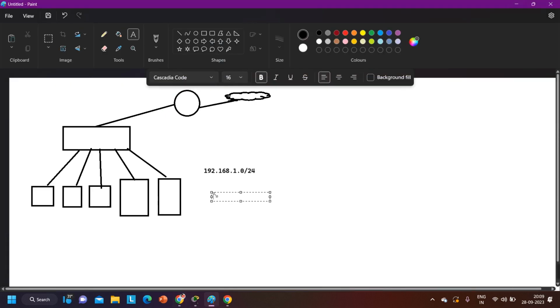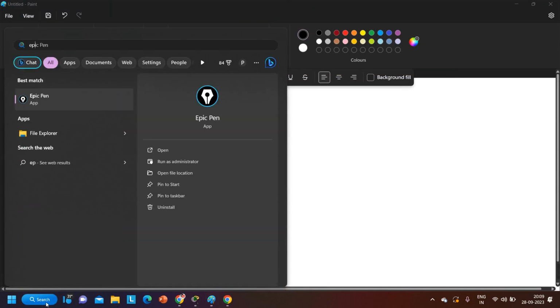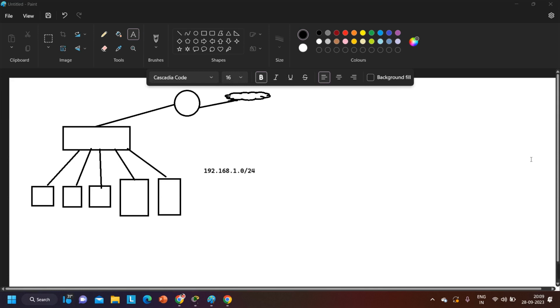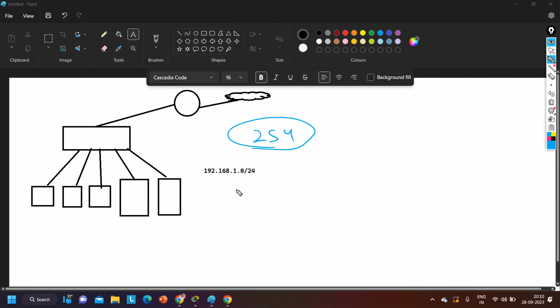Valid hosts is 2 to the power 8 minus 2, and we need only 5 IP addresses. We are using a subnet where the total number of valid IP addresses is 254, right? So I am using only 5. That means I am wasting how many IP addresses? 249 IP addresses.